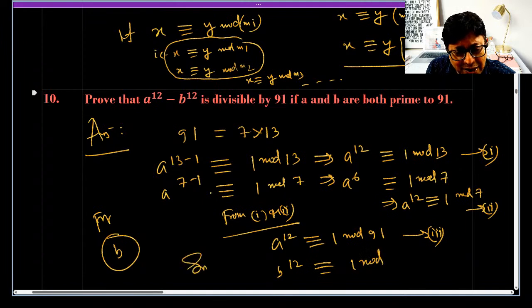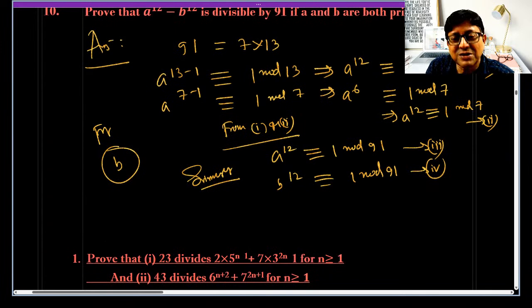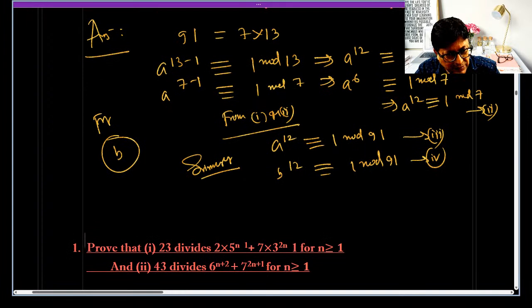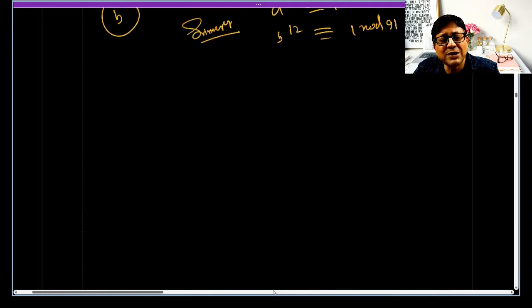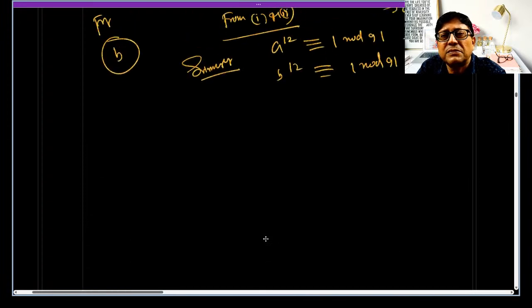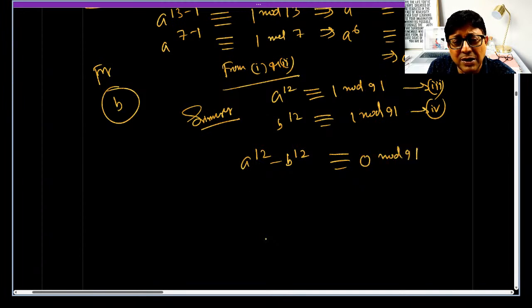The same way, similarly, b to the power 12 is congruent to 1 mod 91. So you just subtract now. See what is happening there? If you just subtract a to the power 12, congruent with the same modulo, no? So you can subtract, 1 minus 1, 0 mod 91.